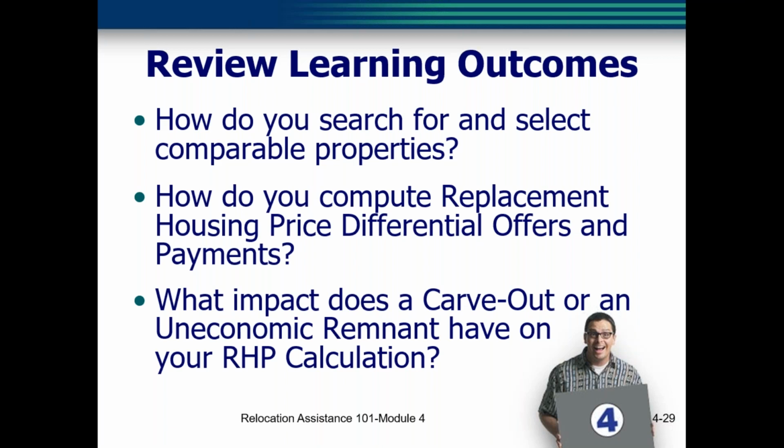So how do you compute the replacement housing price differential offers? You conduct your search, locate your 3 comparables. You must personally inspect the interior and the exterior of each comp and take photos. You then compare these dwellings to your site. You measure their comparability against the 15 factors. You choose your comp that is most nearly representative of and equal to or better than your site. This is your prime comp, and it is the one you base your offer on. Then you subtract the fair market value from the price of the prime comp, and that is the Displacee's RHP offer amount. That is what goes in your offer letter.